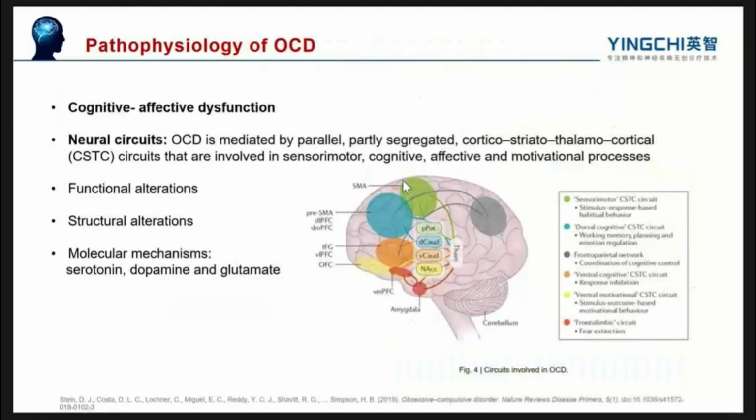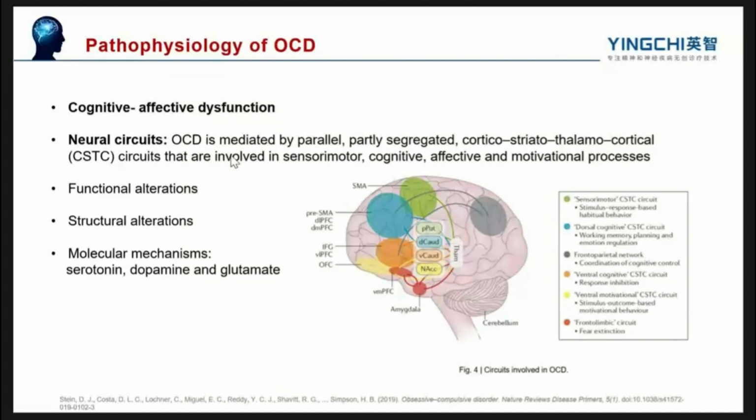And the pathophysiology of OCD mainly focuses on the 5 aspects. And the first is the cognitive affective dysfunction. And according to this hypothesis, the patients have this dysfunction, they are not able to inhibit their response. And the neurocircuitry hypothesis is most frequently mentioned in our studies. And this circuit is referred to the cortico-striato-thalamo-cortical circuits.